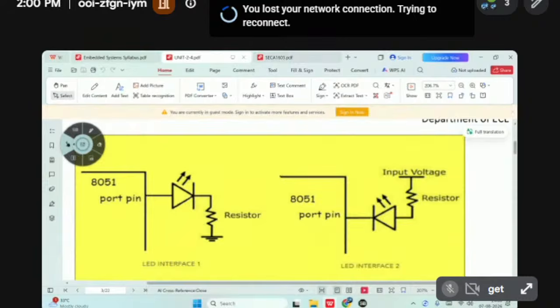So whenever we have the high current, definitely we should make a connection to the resistor. So we should make a connection to the resistor with the help of the 48 pin of the 8051 microcontroller.